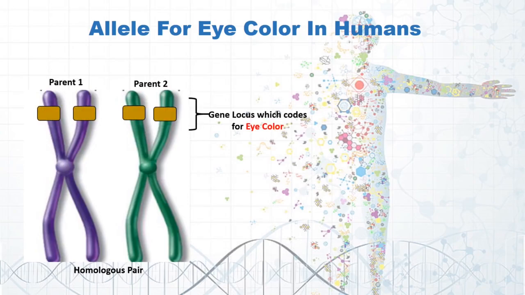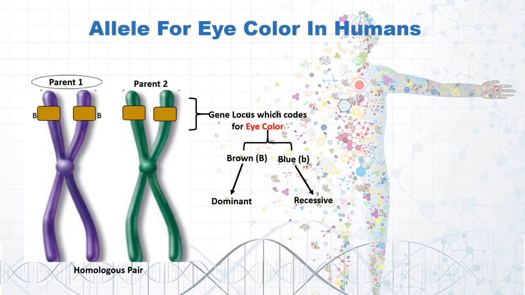Gene locus or area for eye color is marked for you with a brown box. This brown area in the chromosome is going to code for eye color. In humans, the dominant and recessive trait for eye color is brown and blue respectively. That is, brown is dominant and blue is recessive.